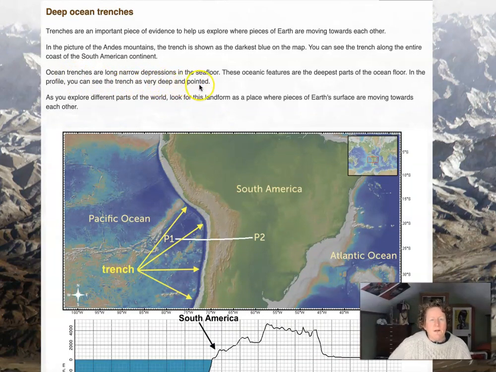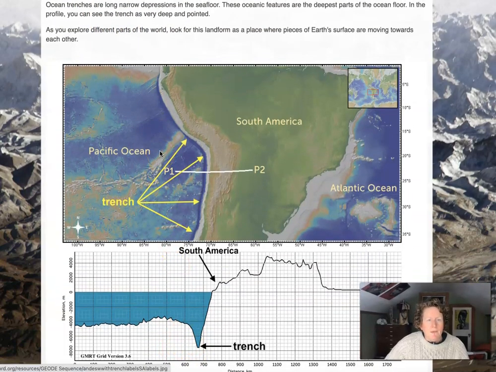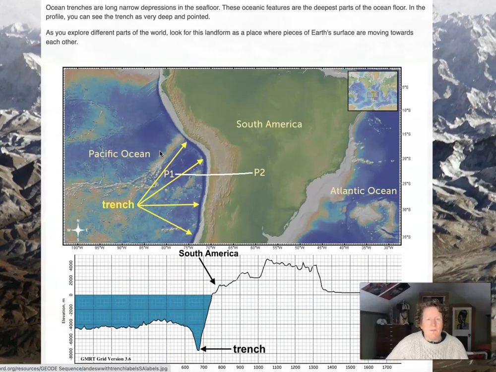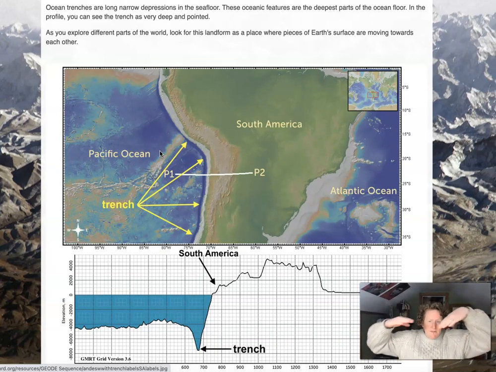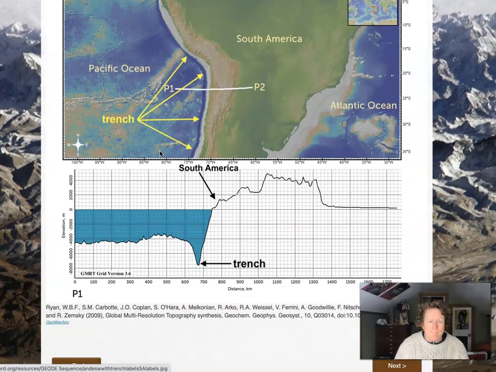Ocean trenches are long, narrow depressions in the seafloor. These oceanic features are the deepest parts of the ocean floor. In the profile, you can see the trenches are very deep and pointed. So a trench is deep and pointed. As you explore different parts of the world, look for this landform as a place where Earth's surface pieces are moving towards each other. So when we have plates that are running into each other, converging, coming towards each other, we're going to see mountains and we're going to see trenches.